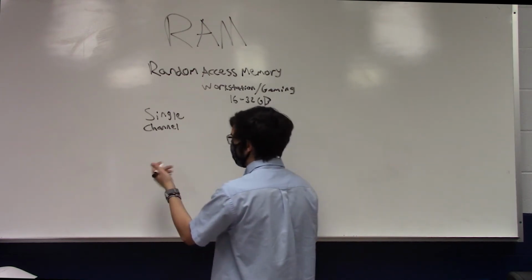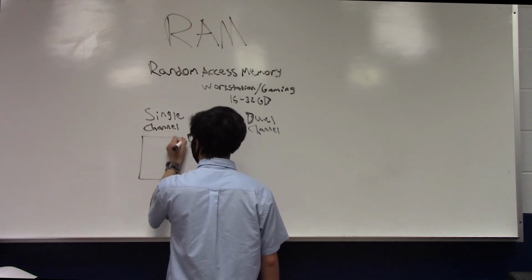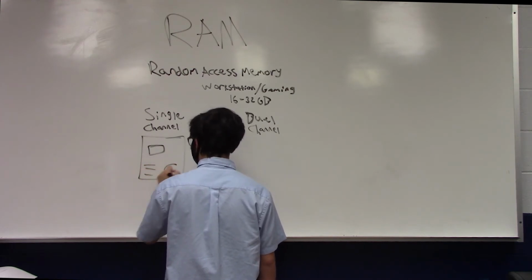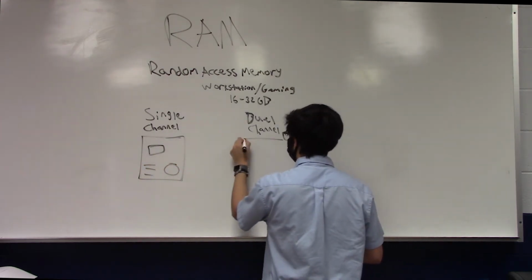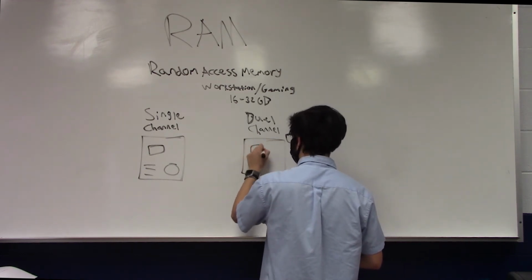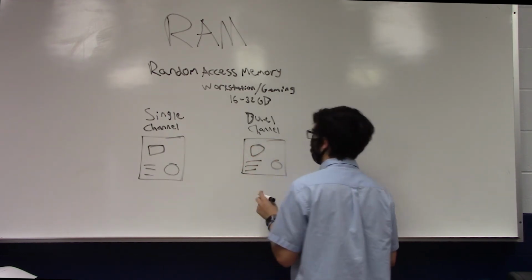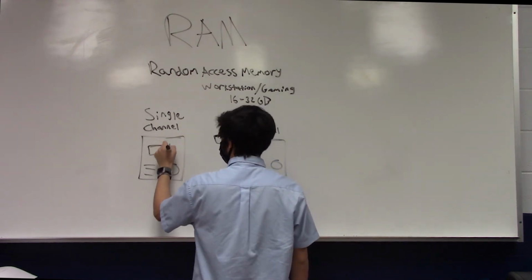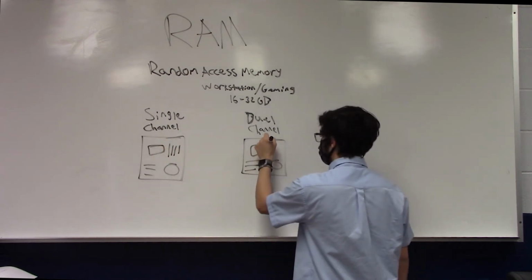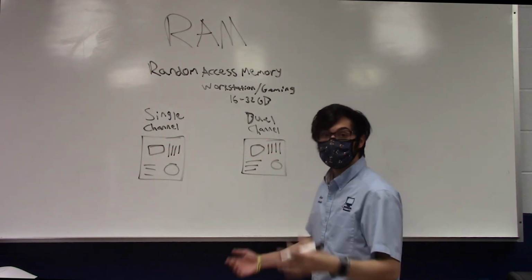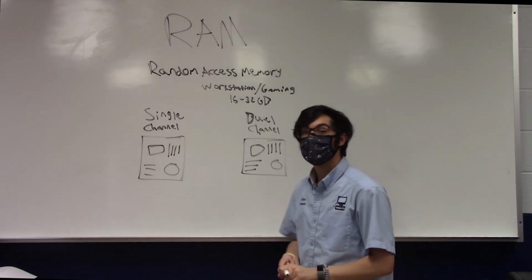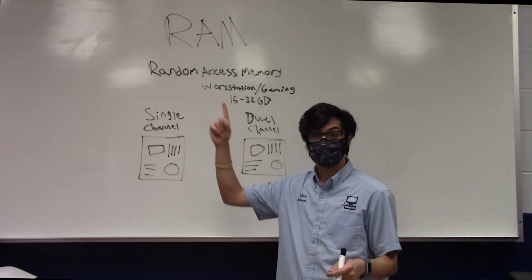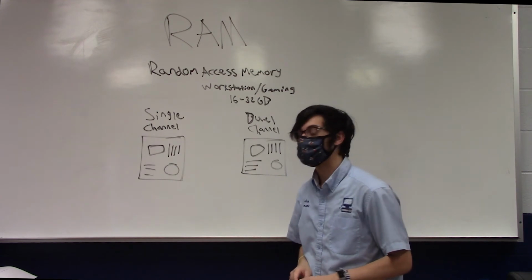So single channel, say you have your motherboard, right? And you have your CPU here, and you have express slots and chipset and all that stuff. And then over here you have your motherboard as well. CPU, slots, chipset. Okay, so you have your two motherboards, right? This motherboard has 4 RAM slots. So does this one. The normal amount for a normal ATX motherboard. Now, if you don't remember what an ATX motherboard is, go check out the video on motherboards. It should be up here at the top somewhere.